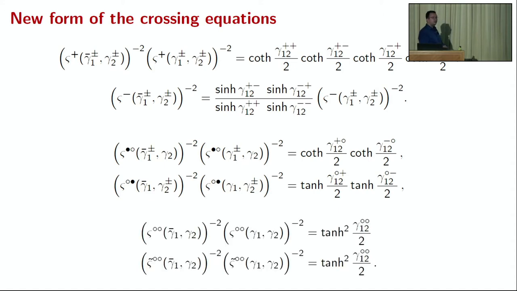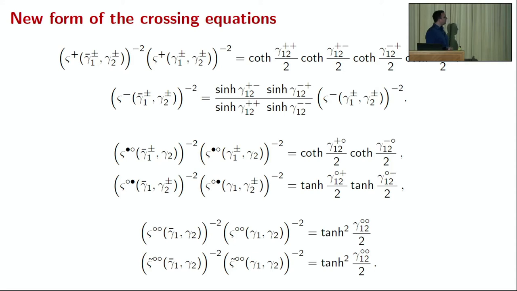And it remains for the massless, where plus and minus are for the massive particles, and I put a little circle when one of the particles is massless. So this would be gamma plus 1 minus gamma 2 massless, for instance. And now you just need to try to solve these equations.